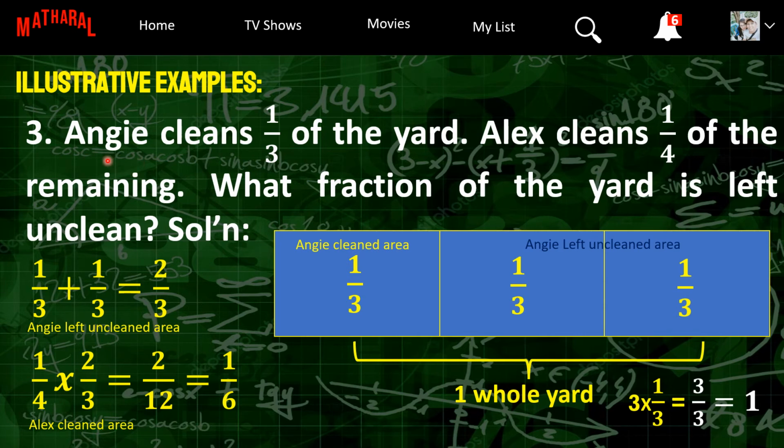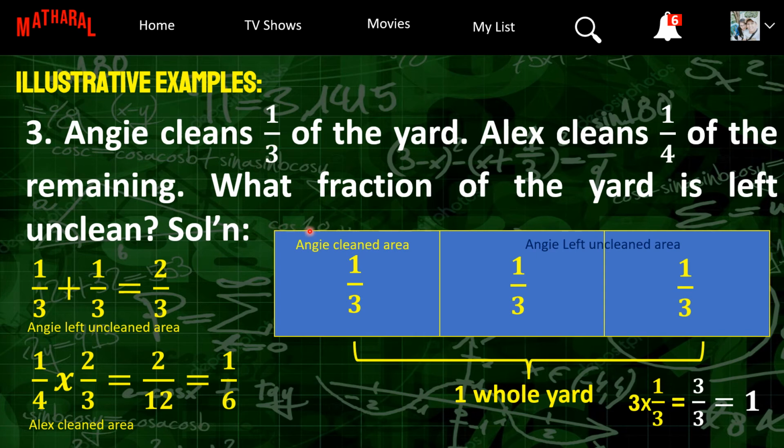So let's focus with Angie muna po. Angie cleans 1/3 po. So as what we had in our previous discussions, tingnan nyo muna po yung denominator na first fraction na nabanggit, which is Angie. Ayan po. Na nagawa ni Angie. So, nalinis po. That is 1/3. So, denominator is 3.